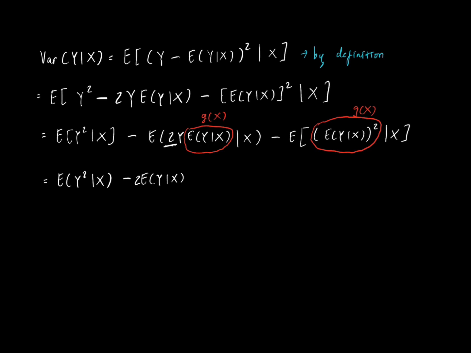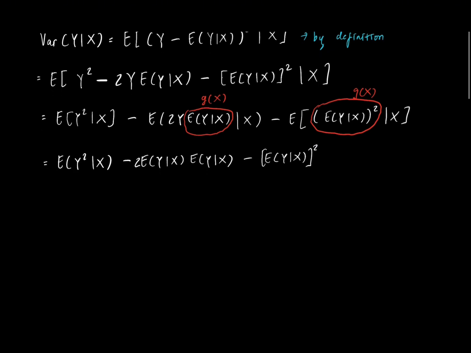So taking 2 and E of y given x, what's going to be left inside? Well, it's just E of y given x. I'll write it with an extra bracket so it's not confusing, because sometimes it gets confusing when you don't use one. Now what is left inside here? Nothing. 1. So E of 1 given x.